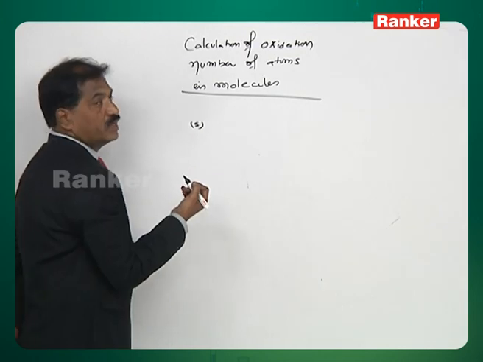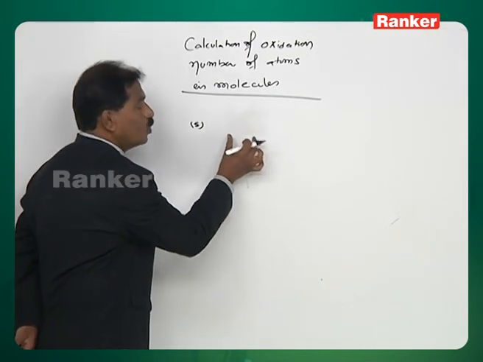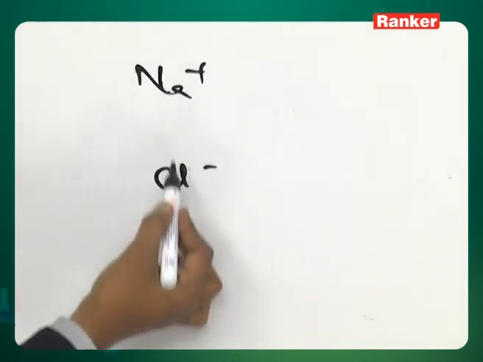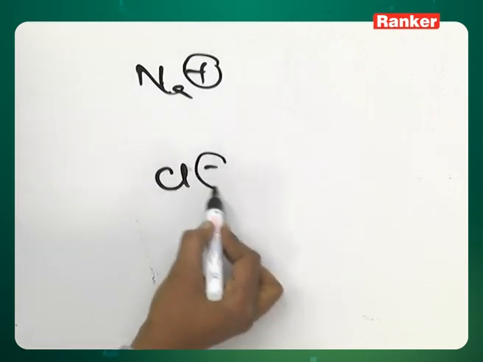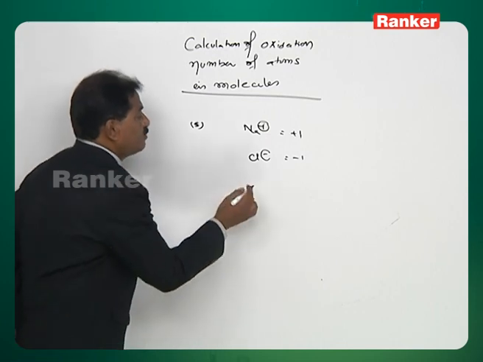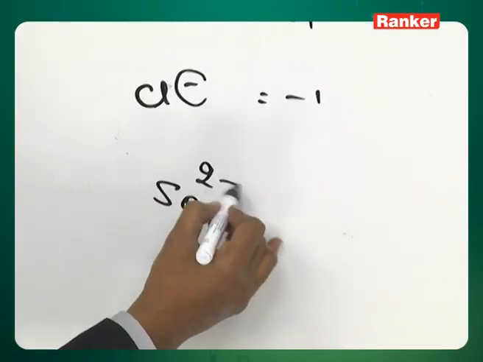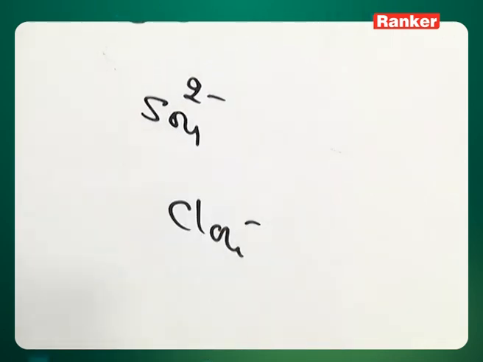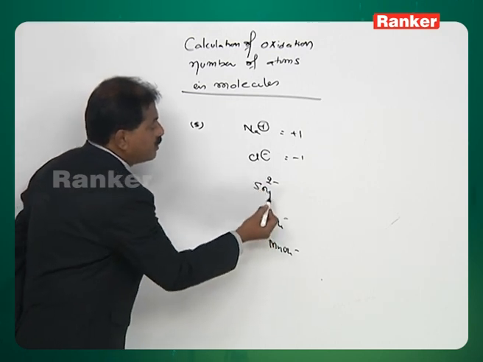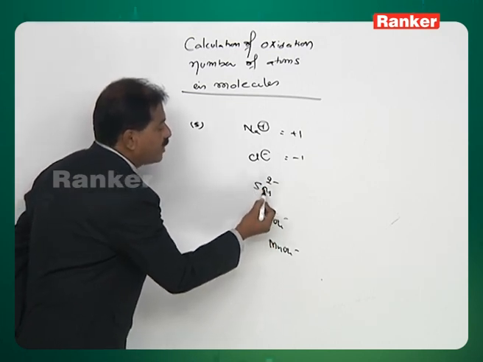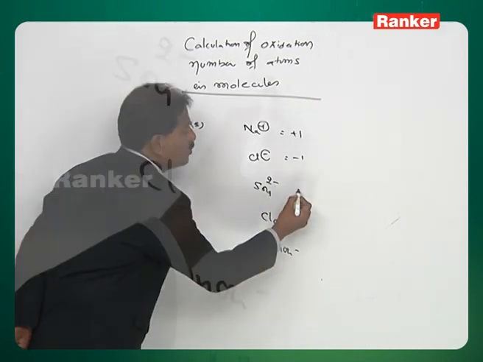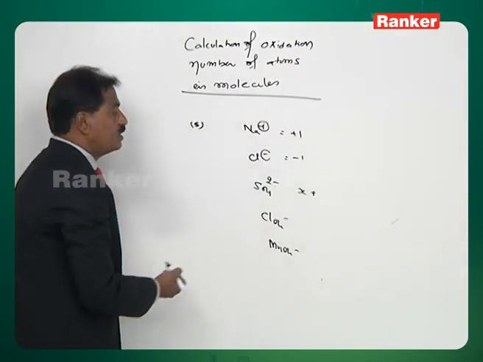Next rule: if the given ion is a monoatomic ion like sodium ion or chloride ion, the charge shown over the ion itself is taken as the oxidation state. Similarly, in the case of polyatomic ions like SO4 2-, ClO4-, MnO4-, the sum of the oxidation states of all atoms is equal to the charge shown over it. For example, here for sulfur we don't know the oxidation state, so let us put X.